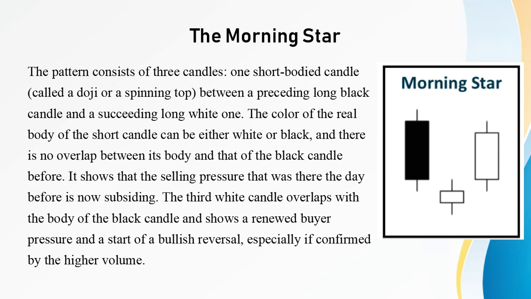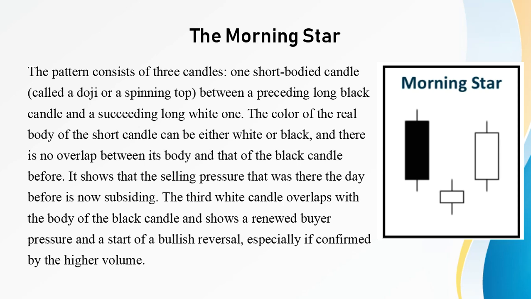So next, let's look at the Morningstar pattern. This pattern consists of three candles: one short-bodied candle, which is a doji or a spinning top, between a preceding long black candle and a succeeding long white candle. The color of the real body of the short candle can be either white or black, and there is no overlap between its body and that of the black candle before.